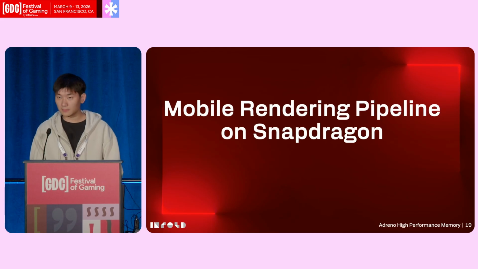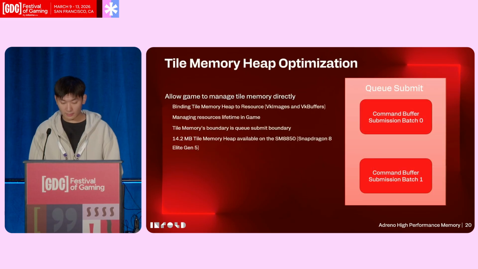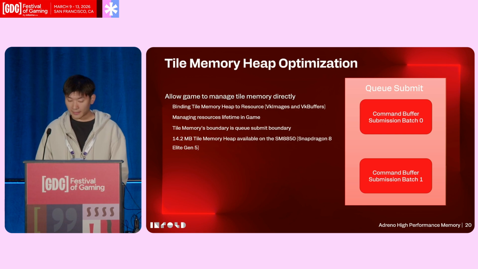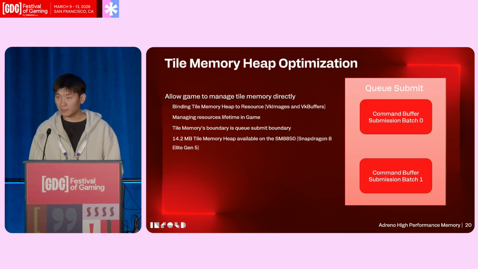First, we will talk about the mobile rendering pipeline on Snapdragon. And the first big optimization is the tile memory heap. This is built for the Adreno GPU on SM8850, the Snapdragon Elite Gen 5. There is a 14.2 megabyte tile memory heap available. And the main idea here is simple. We can manage tile memory directly in our game instead of letting the system handle it automatically. By managing it directly, we cut out a lot of bandwidth overhead and make the most of the on-chip memory.